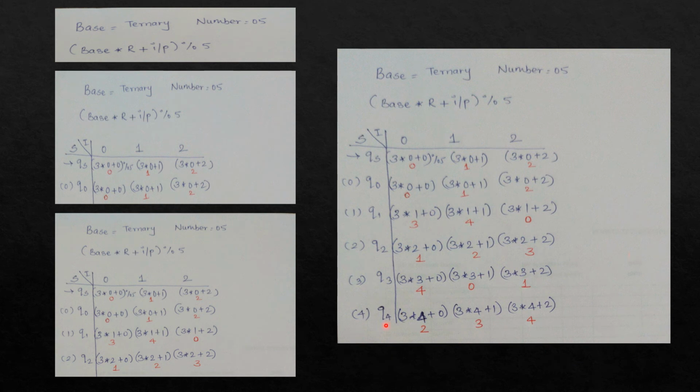And finally the last two rows, that is Q3 representing remainder 3 and Q4 representing remainder 4, having the R's value as 3 and 4 respectively for each row. So here it will become 3 into 3 plus 0, 3 into 3 plus 1 and 3 into 3 plus 2 mod 5 giving us 4, 0 and 1 respectively as the remainders. Finally, for Q4, we have 3 into 4 plus 0, 3 into 4 plus 1 and 3 into 4 plus 2 mod 5 giving us 2, 3 and 4 as the remainders respectively.